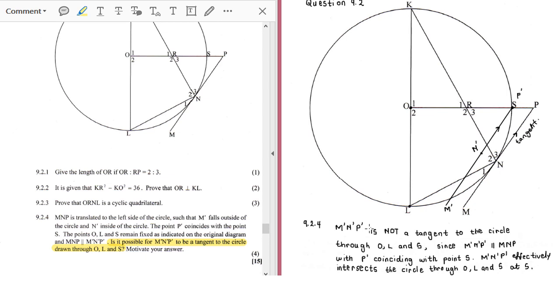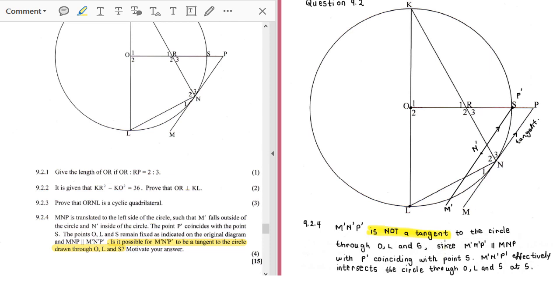So the way that I would set this out is that I would first start off by taking a position. Because I know that one of the marks is going to be to say whether or not this is a tangent, because that's the question. So you need to take a position. So I would take a position and say that, well, M prime N prime P prime is not a tangent. Okay, so now I know that I at least have one of my marks. It said motivate your answer, and here's the part where I'm actually motivating my statement.